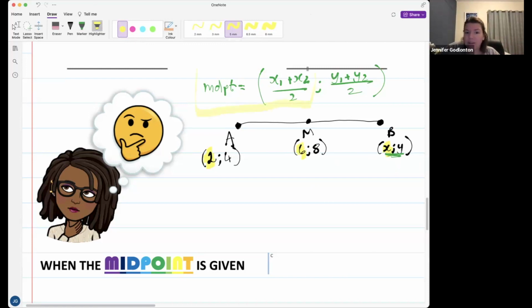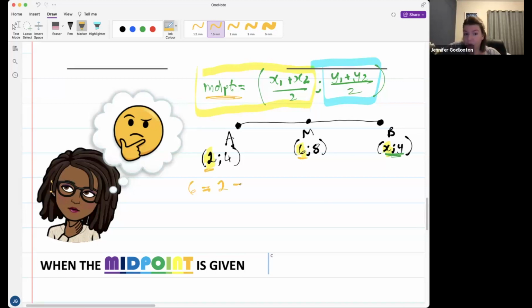So we're going to break this formula up into 2 pieces. We're going to look at our x values, and then we are going to look at our y values. Let's start with our x values. Our midpoint is 6. So 6 is equal to our first x value, which is 2, plus our second x value, which is x, and we're dividing that by 2. That's all we got to do. Then we work it out like a normal equation. So 6 times 2 is 12. So 12 is equal to 2 plus x. Move that 2 over. So x is equal to 10.